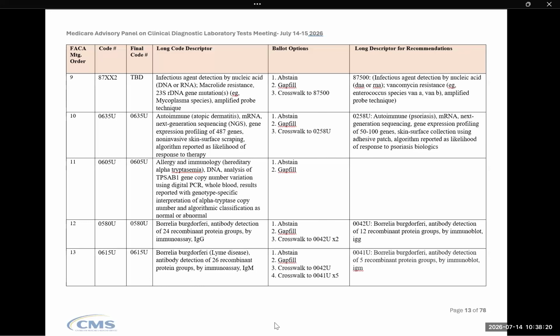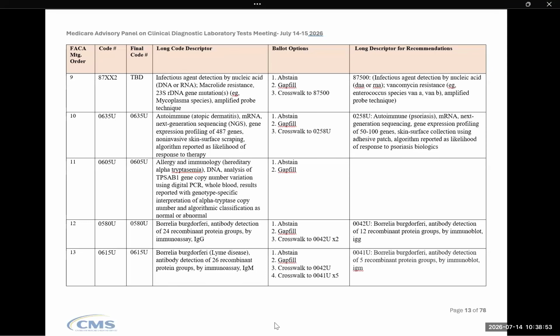Fabulous. Are there any other questions, comments from the panel or CMS on this set of codes? No? All right. So panel members, please cast your votes. Thank you.